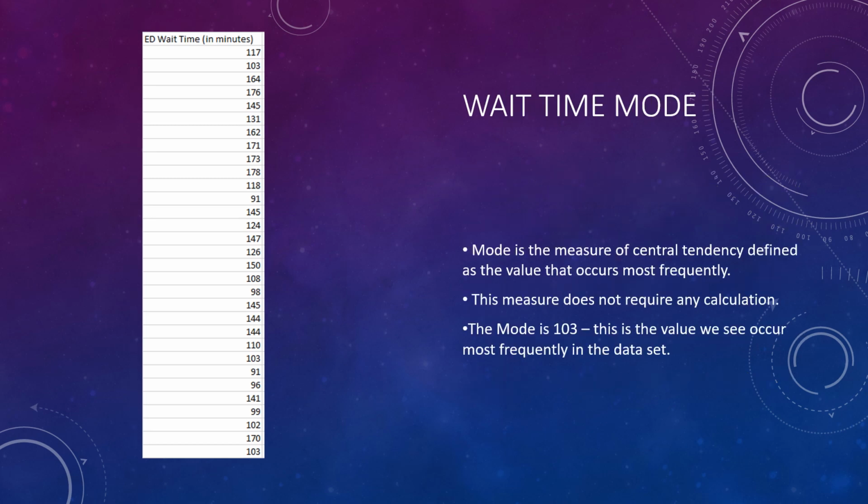Finally, mode. Mode is the measure of central tendency, defined as the value that occurs most frequently. This measure does not require any calculations. The mode for these 30 patients is 103.